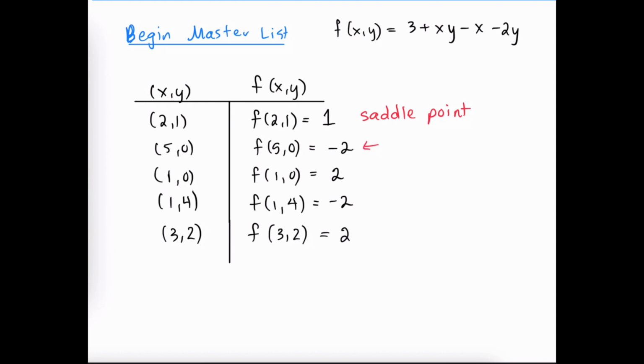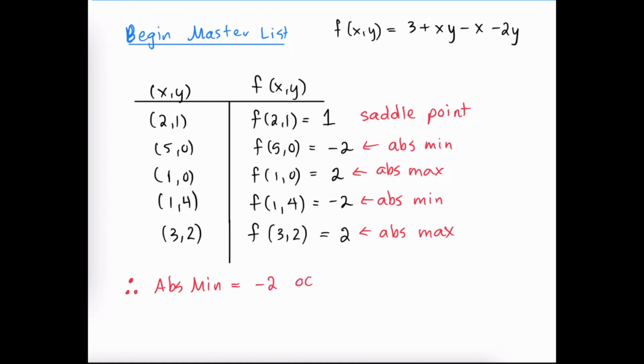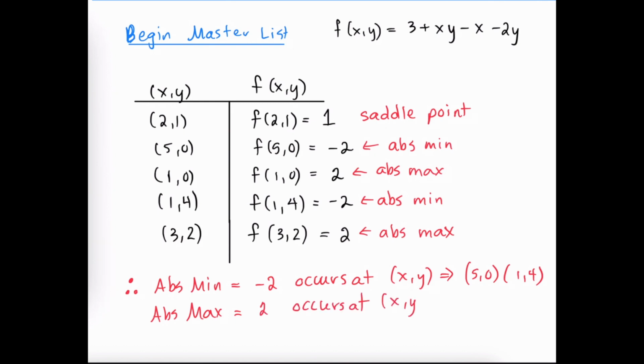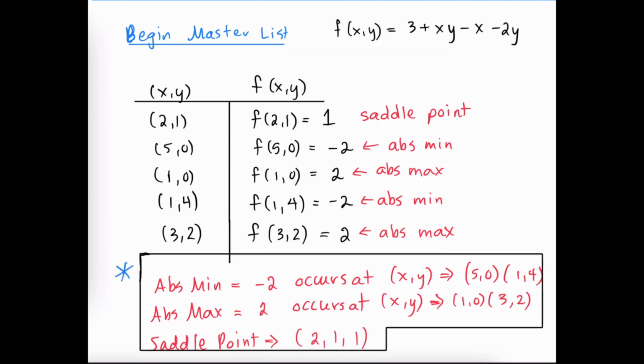And in our master list, we notice that these two are the lowest quantities, so these are going to be absolute mins. These two are our highest quantities, so these are going to be absolute maxes. So let's summarize to say the absolute min is negative 2, and it occurs at two different domain elements, (5, 0) and (1, 4). The absolute maximum is positive 2, and this occurs at two domain elements as well, (1, 0) and (3, 2). We also ended up with a saddle point, and let's just say that this was the ordered triple (2, 1, 1). So this is our final answer.